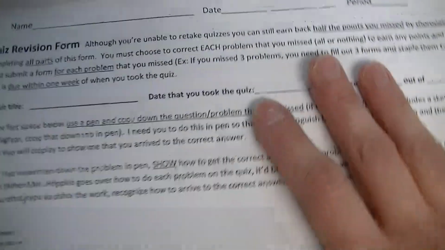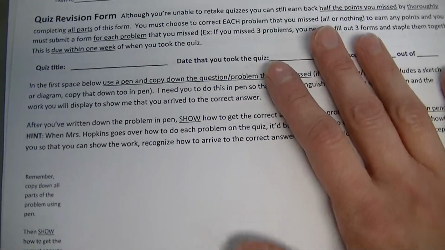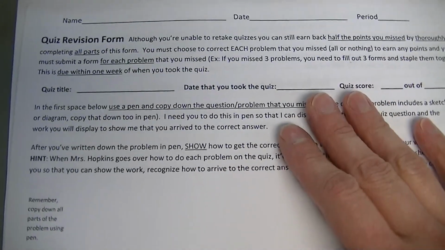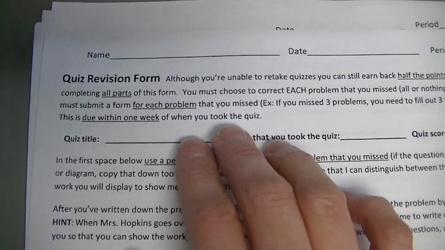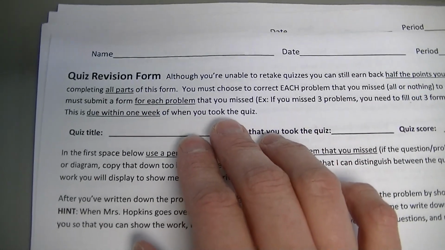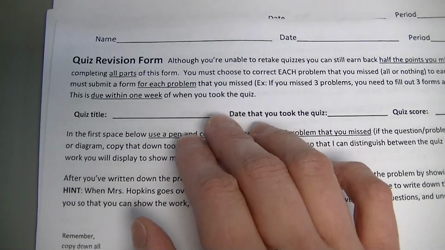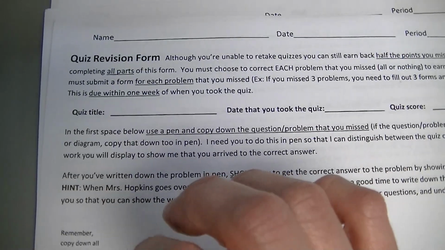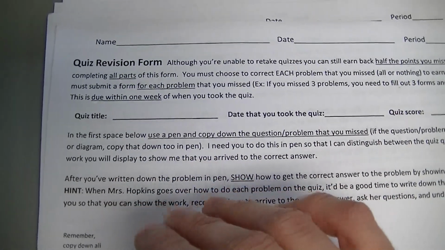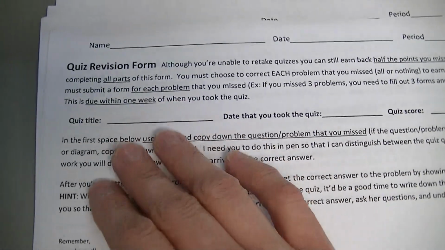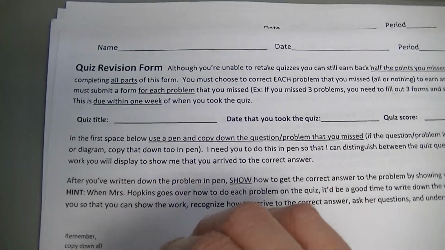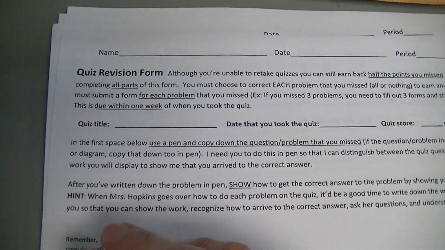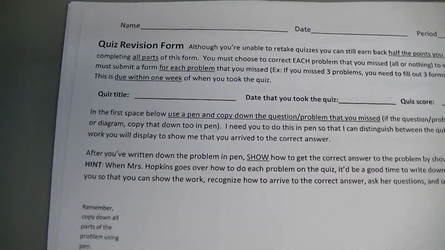These forms need to be stapled to the front of your quiz, so the quiz will always go on the back, okay? And it's due within 1 week of when you took the quiz, but keep in mind I do take late work. So if you turn it in before the end of the cutoff at the quarter, I'll still give you some points for that. But my advice is to get these forms done as soon as possible because, as you know, we commonly have a new quiz just about every Friday or so, okay?